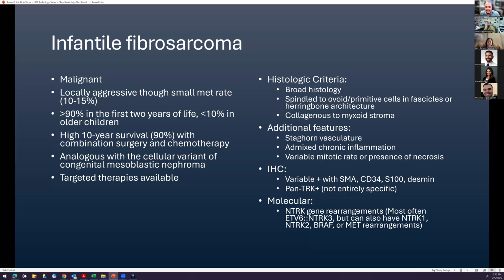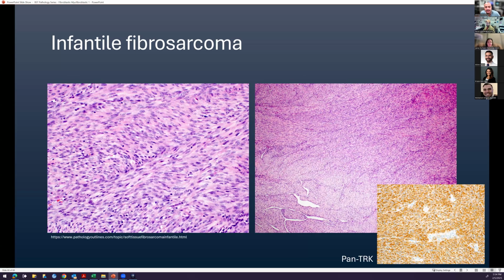But pan-Trk stain, if you want to do a pan-Trk stain, is generally positive, but it's not entirely specific, actually. NGS is much more specific, right? So here's what that looks like. See these nice plump, primitive looking spindle cells in a herringbone pattern, right? And it has this nice fascicular herringbone pattern, similar to what we thought about for adult fibrosarcoma, which is why they call this infantile fibrosarcoma. And very often it will have staghorn vessels, right?